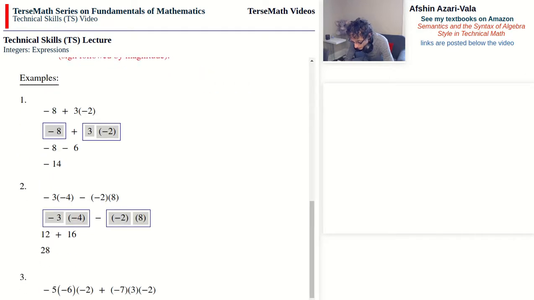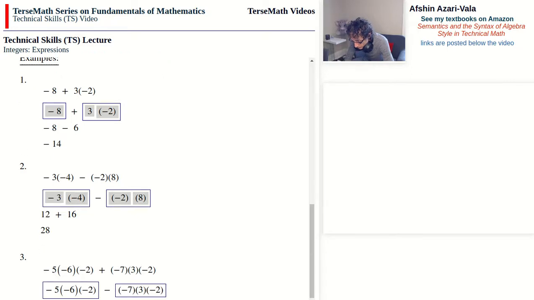Problem number 3. -5 times -6 times -2 plus -7 times 3 times -2. The terms are these ones. There are two of them. And actually this should have been an addition, or maybe the first problem should have been a subtraction perhaps. So let me correct that one. Alright, there we go. Okay, so what we have is two terms. The subtraction here breaks it down into two terms, term number 1 and term number 2.